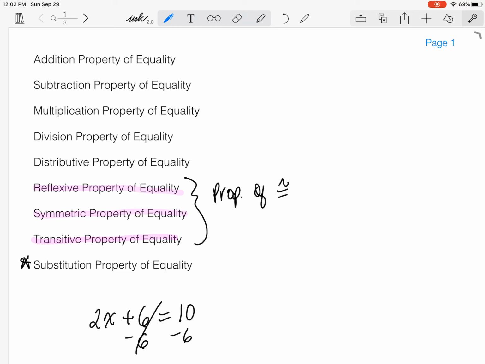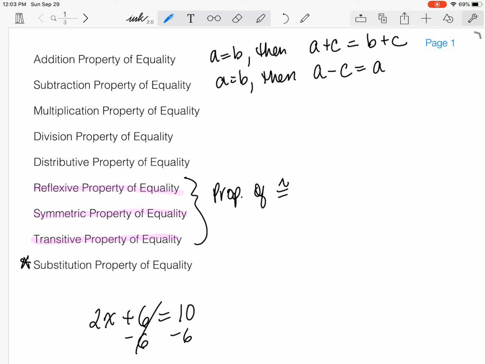Now, the first property that we have, the addition property, let me go ahead and get started here and explain these. The properties of equality, what this states is that if I have A is equal to B, then that lets me know that whatever I add to A, as long as I add it to B, it's still going to be A is equal to B. The same thing happens with the property of subtraction. If A is equal to B, then whatever I subtract from A, as long as I subtract it from B, it will still give me A is equal to B.